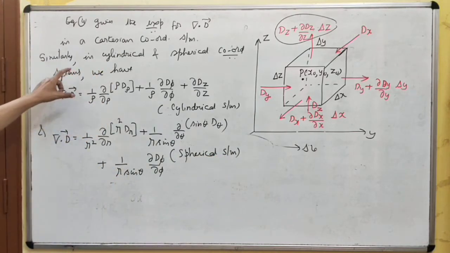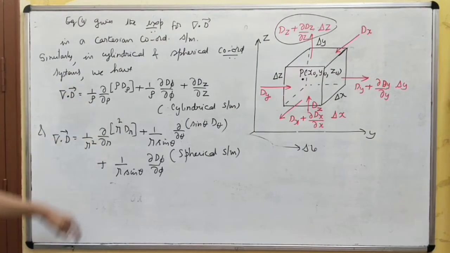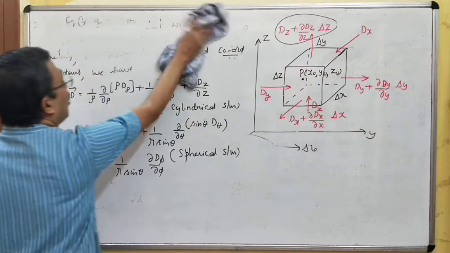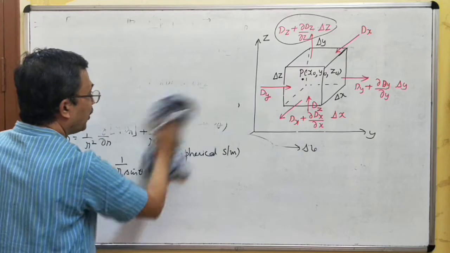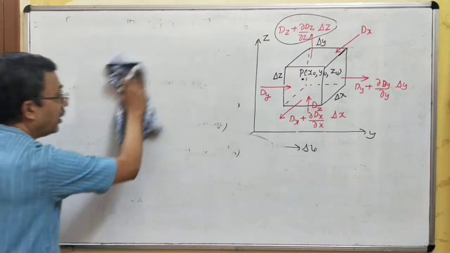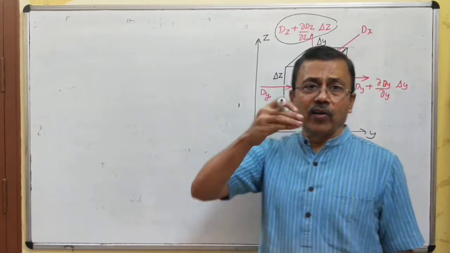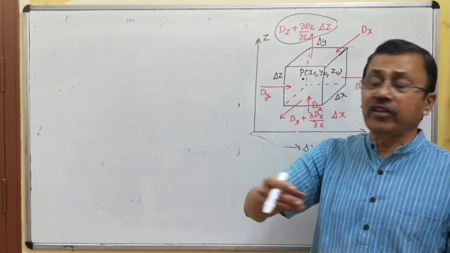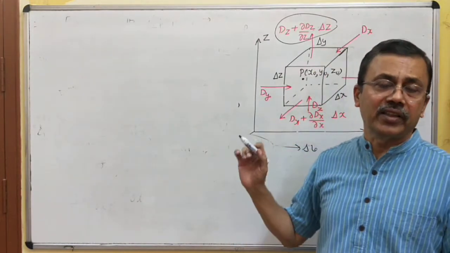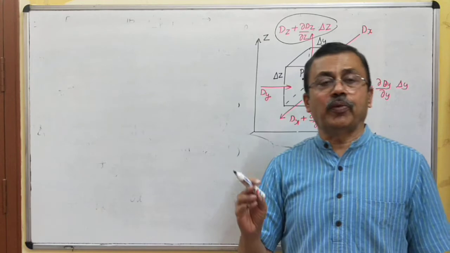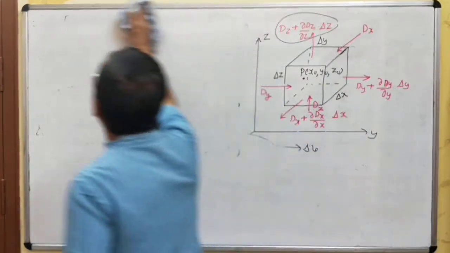So these expressions you have to memorize, because by doing problems you may require these equations. So now I explained to you how to get the expression for divergence of vector D in a Cartesian coordinate system, and then by following a similar logic, I have written the expressions in cylindrical and spherical coordinate systems without proving them. But you have to memorize expressions for divergence of vector D in all three coordinate systems.